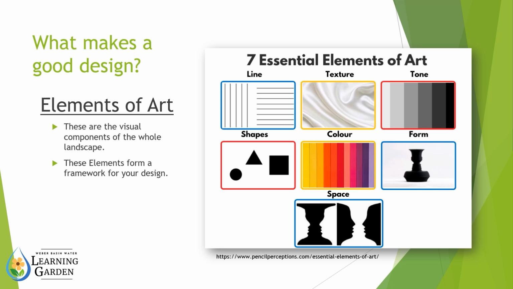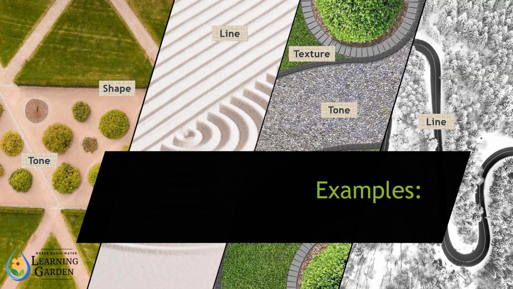Here are some examples of how the elements of art are used in a landscape. So as you can see on the left, we've got some different shapes that are working together in the same design. There's different tones or shades of the same color. Green, the different shrub beds there in the circles are different shades of green, and they also are a different shade of green than the lawn areas.